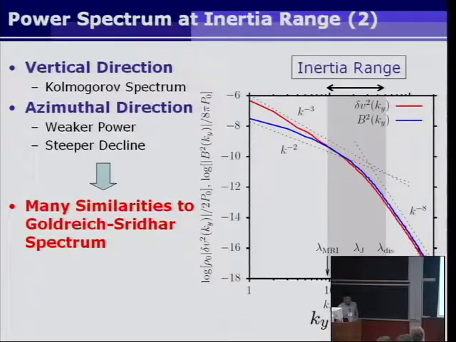So this is the ky direction. The magnetic and kinetic energy power is shown. In this case, in the inertial range, we couldn't see any single slope. Compared to the vertical case, the power is weaker and shows a steeper decline. These characteristics have many similarities to the Goldreich-Sridhar 3D spectrum. So this could be interesting, but I should treat this carefully.